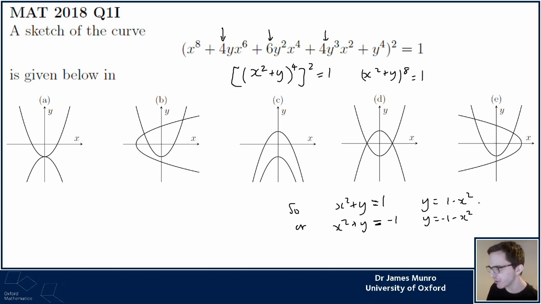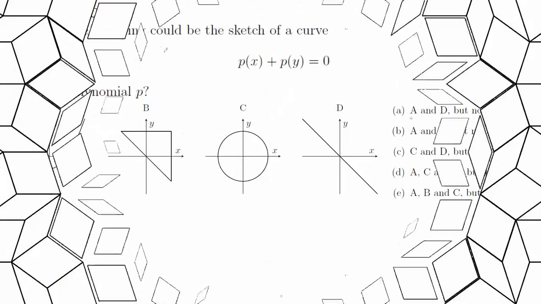So those are both unhappy quadratics, I suppose. 1 minus x squared looks like this, minus 1 minus x squared looks like this. That makes, I think, the picture look like C to me, which is a picture of two parabolas with different y-intercepts, and both of them are unhappy parabolas. Okay.